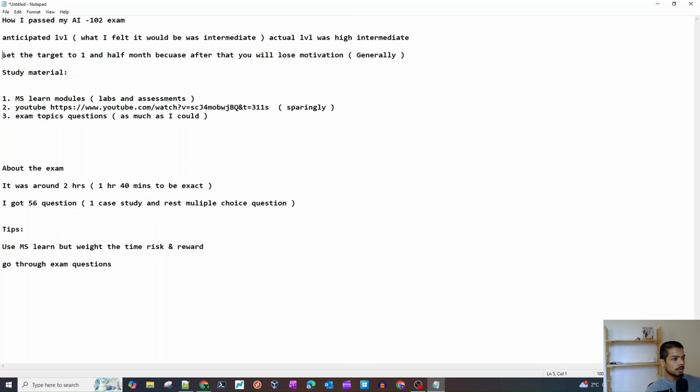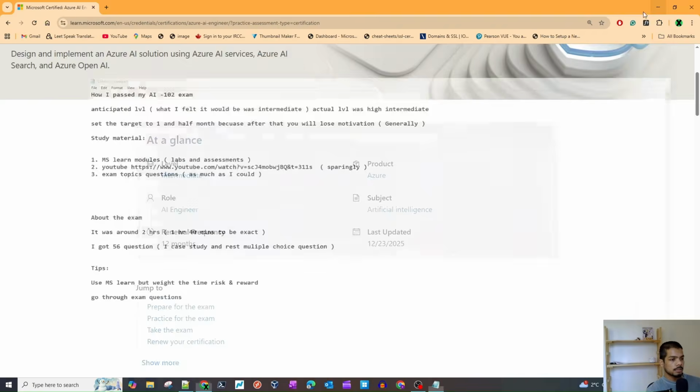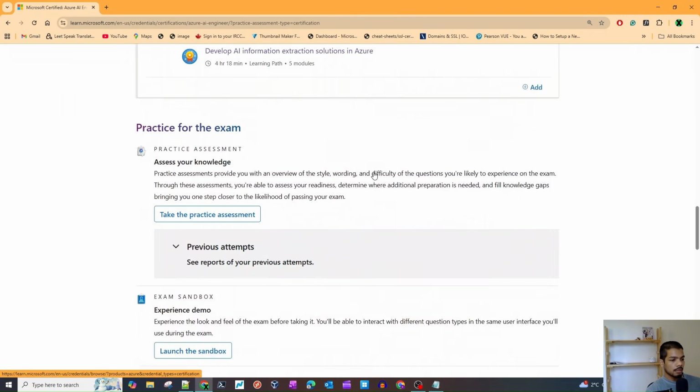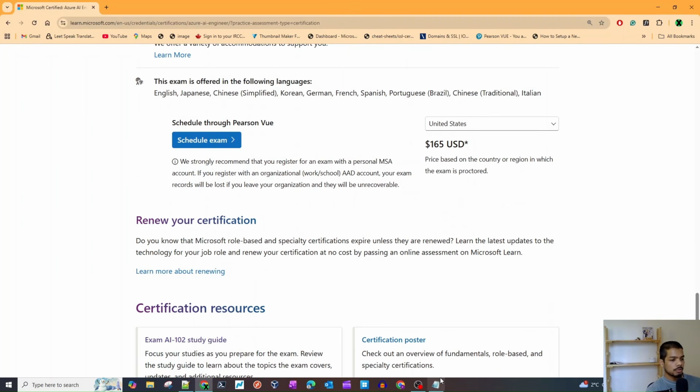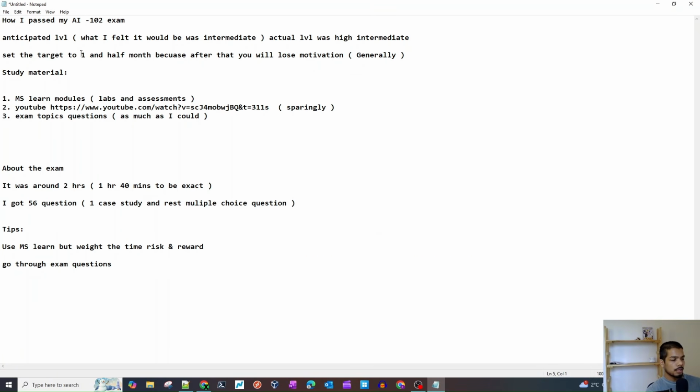Now, just a small tip: if you wanna pursue this exam and actually pass it, you should probably set a goal of 1 to 1.5 months, because after that you will lose motivation to sit for the exam. And that's generally speaking. I'm sure there are exceptions to this, but please book the exam for a month and a half in advance if you feel motivated to sit for it.